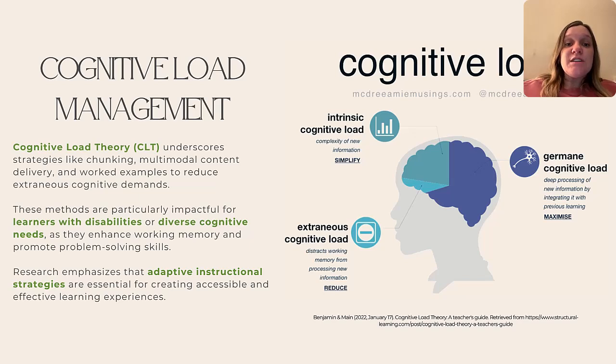Intrinsic cognitive load focuses on the complexity of new information and aims to simplify information as well as the cognitive load. Extraneous cognitive load focuses on distracting working memory from processing new information and aims to reduce the cognitive load. Germane cognitive load focuses on deep processing of new information by integrating it with previous learning and aims to maximize learning and the impacts of the cognitive load.